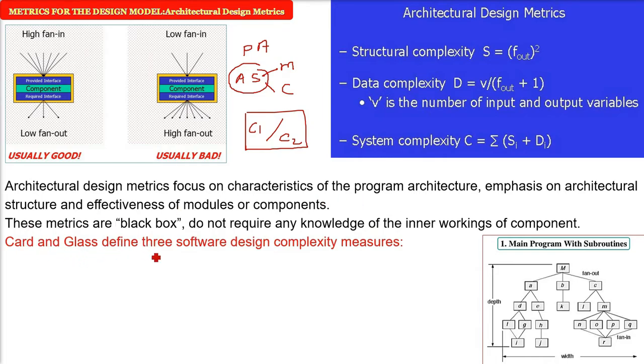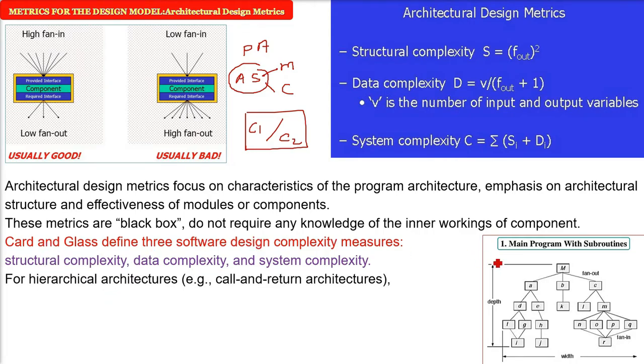Card and Glass define three software design complexity measures. What are these measures? These pertain to your architectural design. The first one is structural complexity, then data complexity and system complexity. Complexity, we have already talked about cyclomatic complexity. So this kind of measure or metric can also be talked about in here.